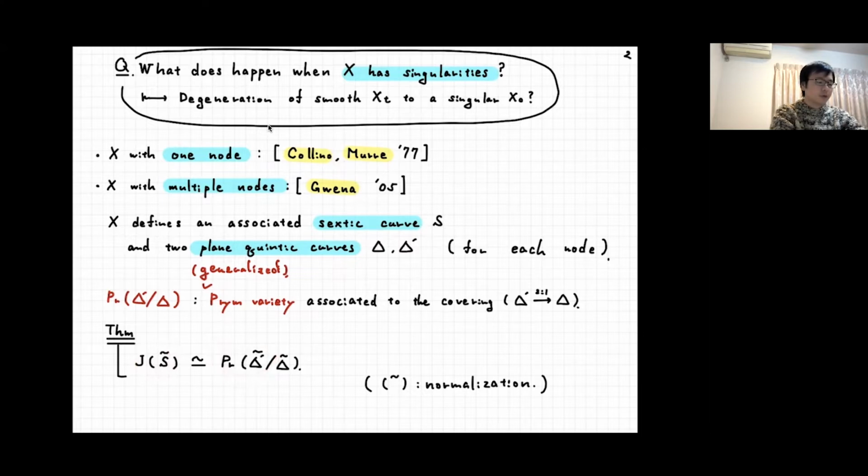So there are two approaches. First, we take the normalization and apply the usual definition of Prym varieties, then we obtain this isomorphism. But on the other hand, we can also consider directly from the nodal curves a generalized version of the Prym variety. Okay, so in today's talk, I especially want to focus on this one.